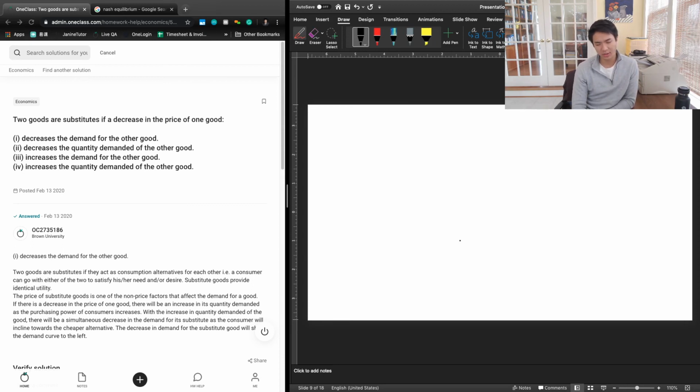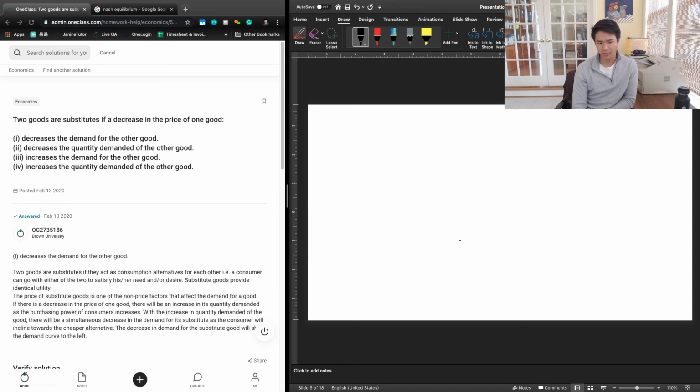And so let's take a look at the previous tutor's answers. They said decreases demand for the other good. Two goods are substitutes if they act as consumption alternatives for each other, i.e. a consumer can go with either of the two to satisfy his or her needs and or desire. Substitute goods provide identical utility. Price of substitute goods is one of the non-price factors that affect the demand for a good.